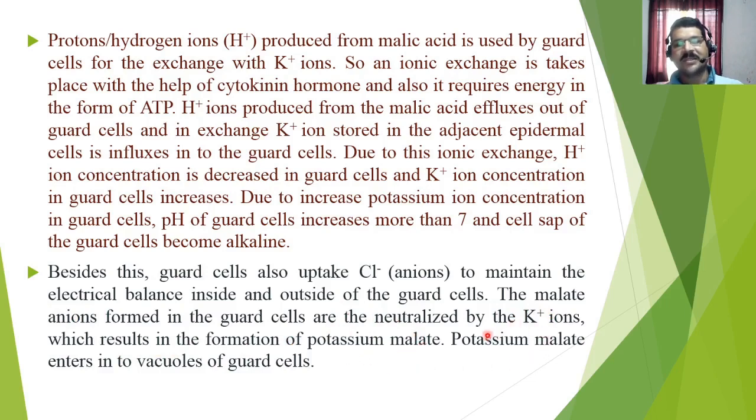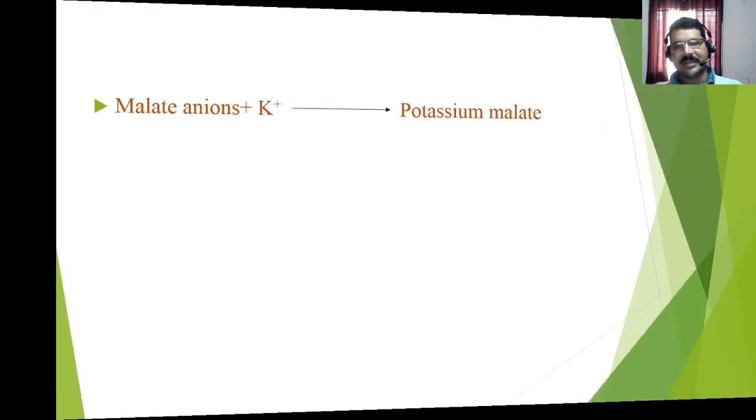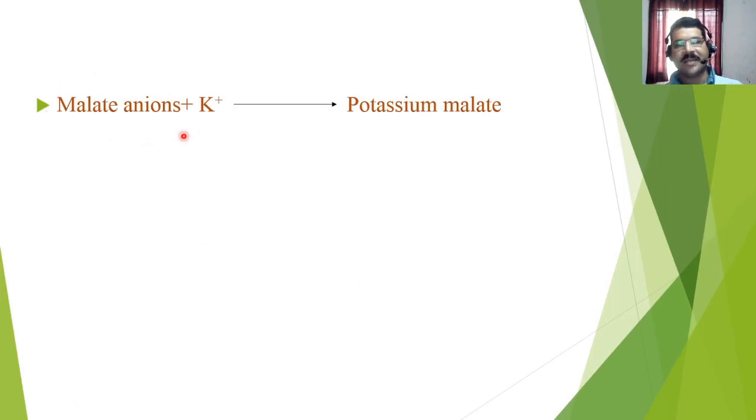So from this K plus ion and the malate ions present in the guard cells, there will be the formation of potassium malate. Now this potassium malate enters the vacuoles of guard cells. See here, these are malate anions which are already present in the guard cells. When K plus ions enter the guard cells from the adjacent epidermal cell in exchange of protons, these malate anions and this potassium come together to form potassium malate.